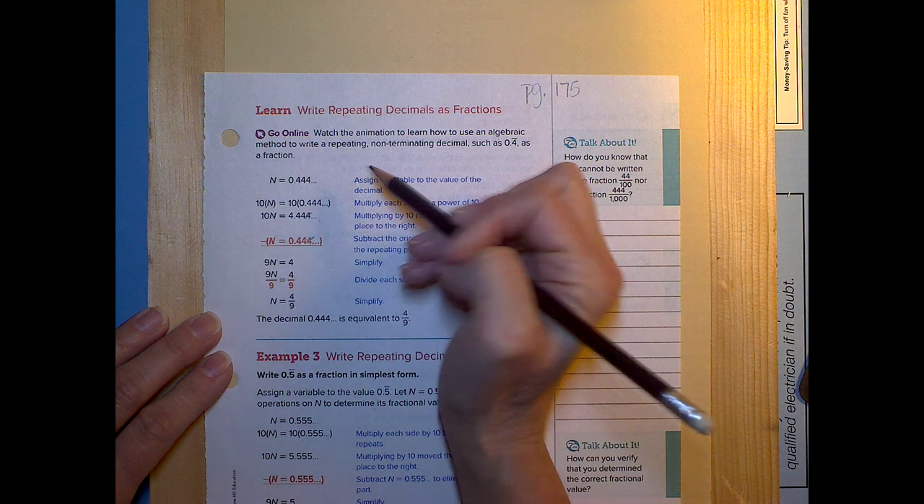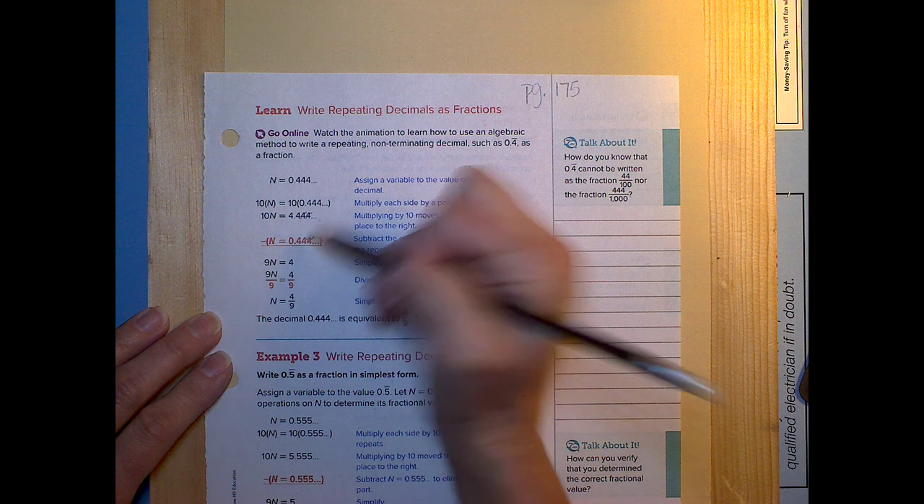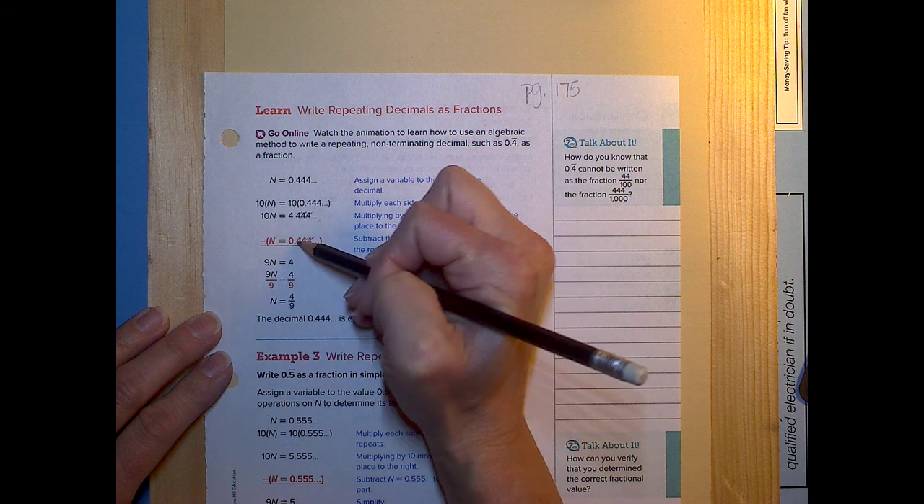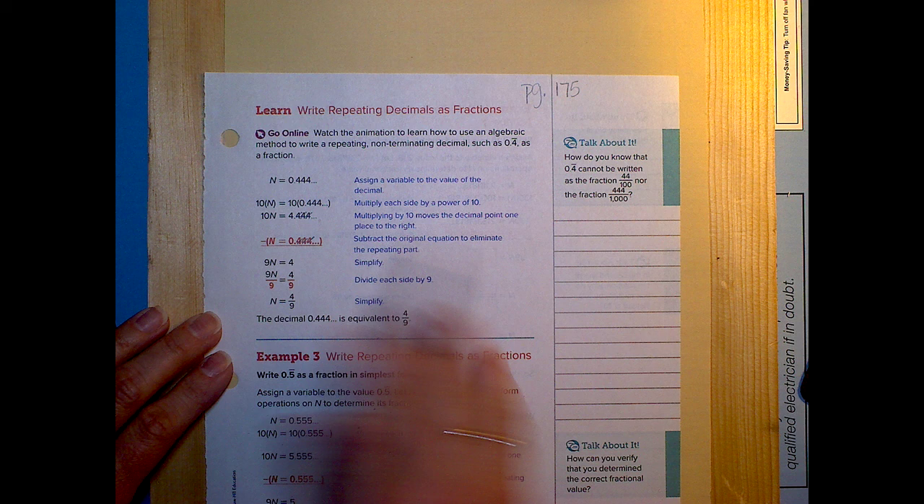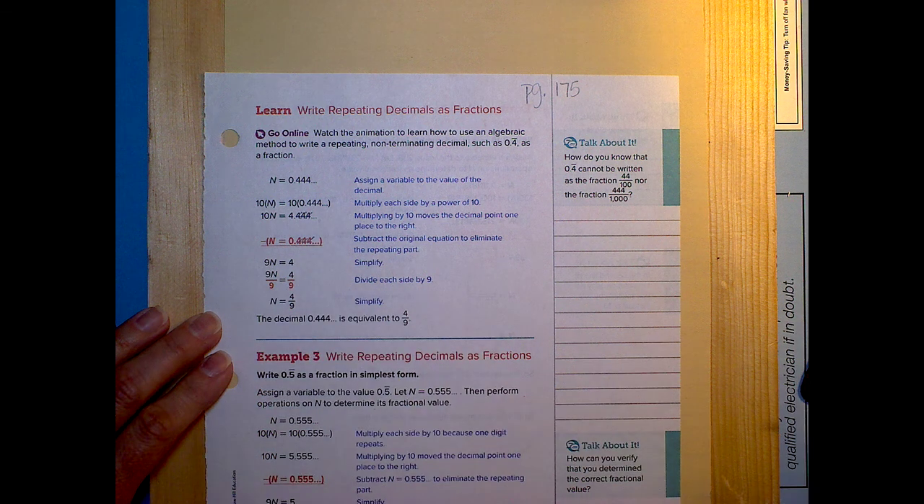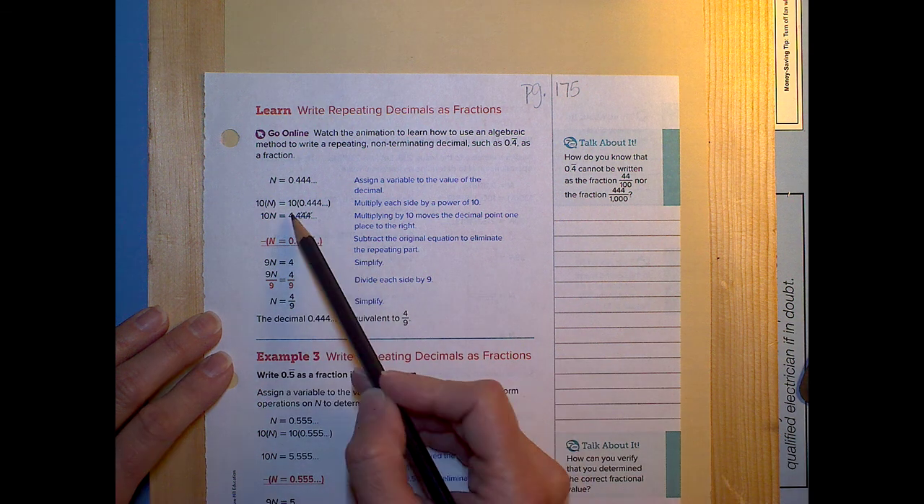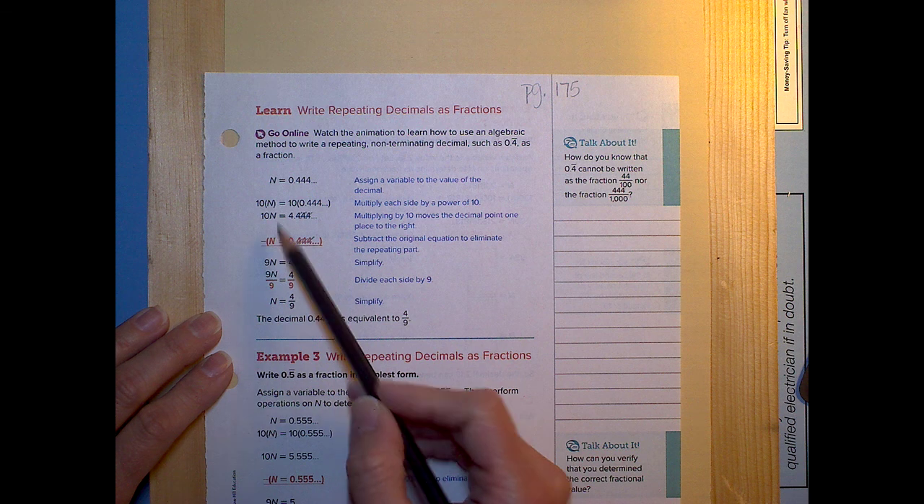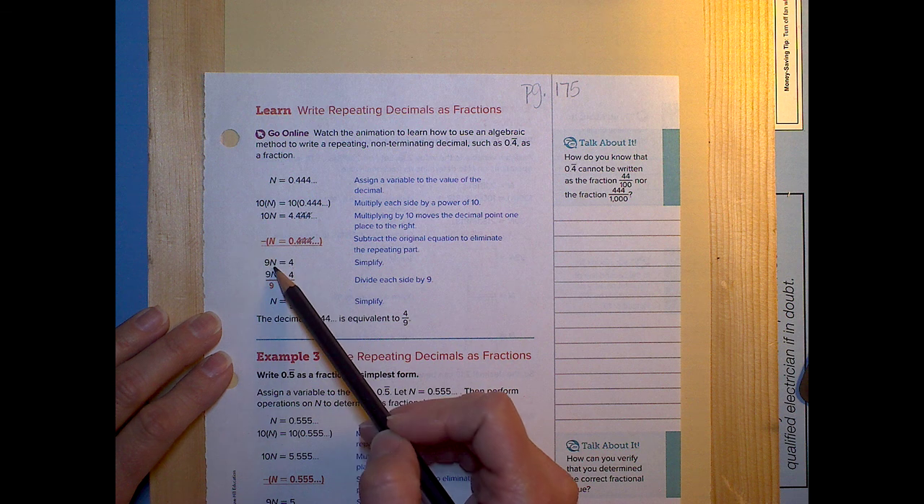4 minus 4 is 0. And that's going to cancel all of those 4's out there. 4 minus 0 is 4. 10 minus 1 is 9.